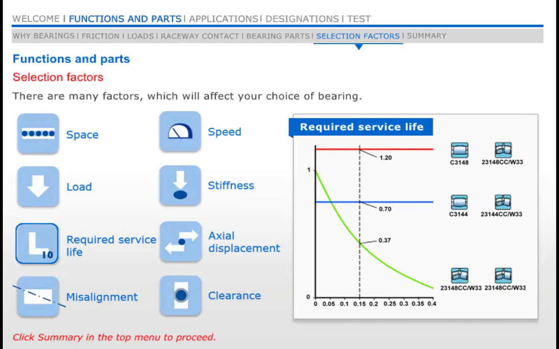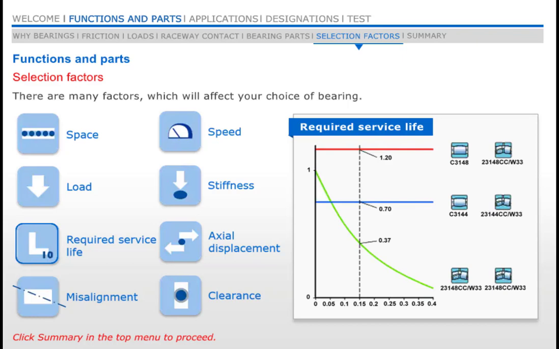Service life is the real life that an individual bearing achieves in a particular application before it has to be replaced. It depends on a variety of influencing factors, including lubrication, the degree of contamination, misalignment, proper installation, and environmental conditions. Because service life cannot be calculated or predicted, bearings are selected using calculated rating life.